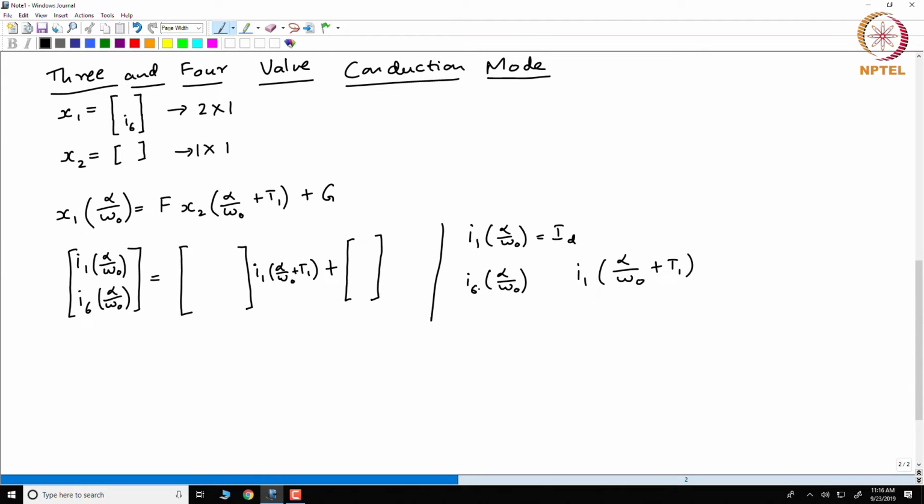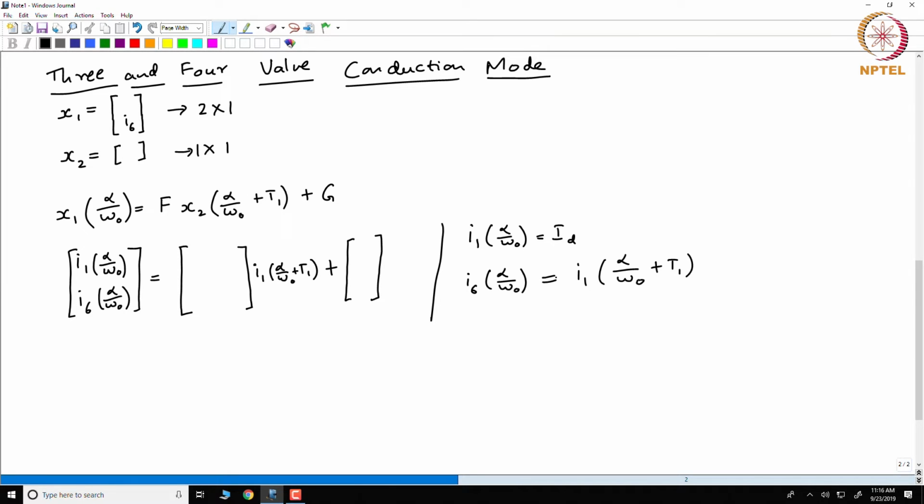See, at alpha by omega O, what is I6? Is it 0? Now my only question is whether these two are related. See, one point to notice, all the valve currents are identical except for a phase shift of 60 degrees. In time it is uppercase T1. 60 degrees is one interval. So whatever happens to I6 happens to I1 after 60 degrees or after T1. So they are equal.